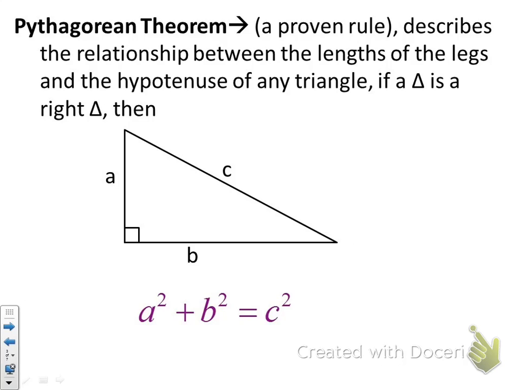So the Pythagorean theorem, and it's a theorem, remember, is a proven rule in math. The Pythagorean theorem describes the relationship between the legs of a right triangle and its hypotenuse, and it has to be a right triangle, in which case a squared plus b squared equals c squared. So we're going to use this.